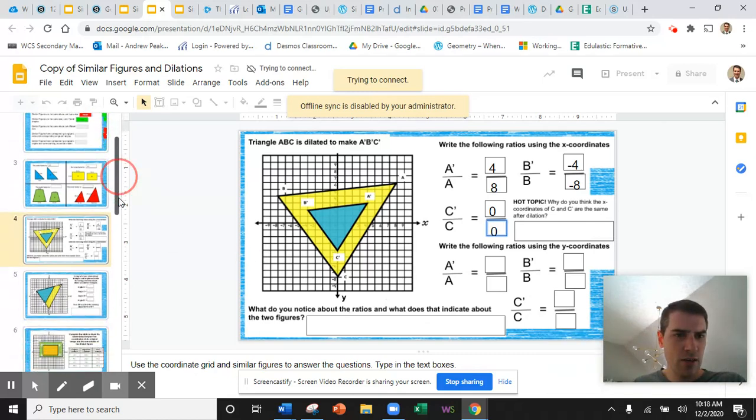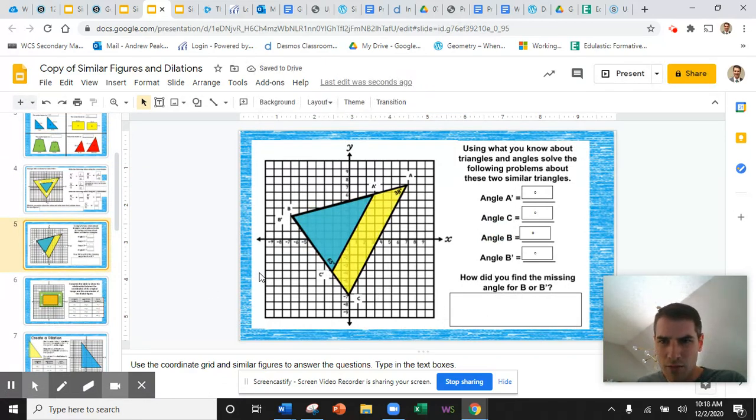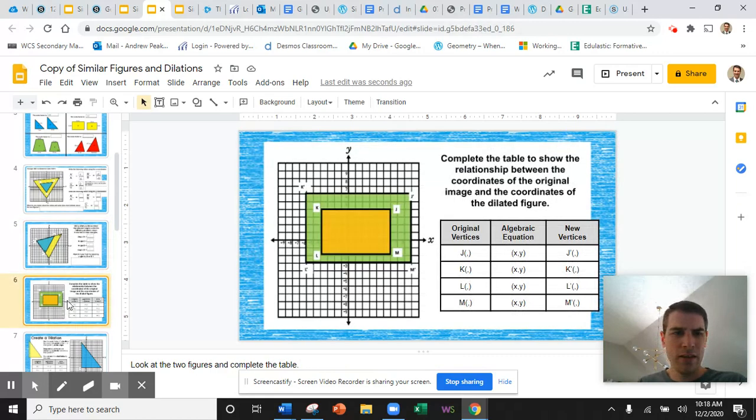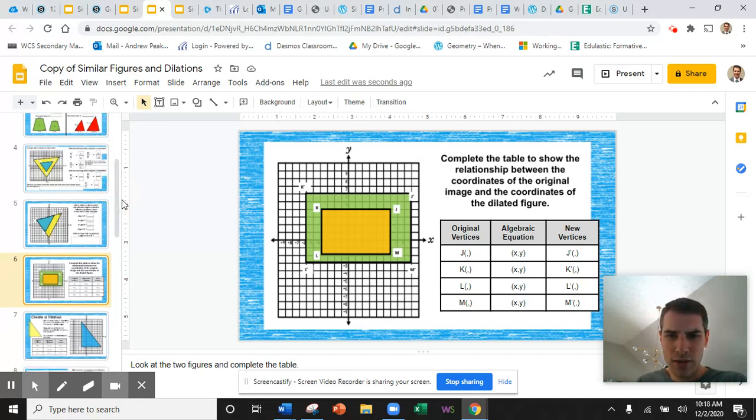Going on, continuing on from there, we have, what do you know about the triangles and angles? Well, this is pretty self-explanatory. The answer key, you can look through those and see if it makes sense. If not, email me on that one. This one might be a little different.